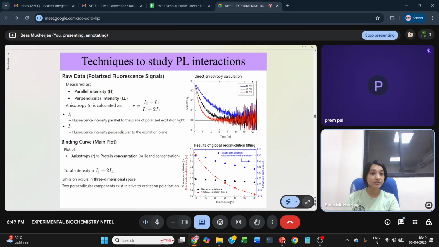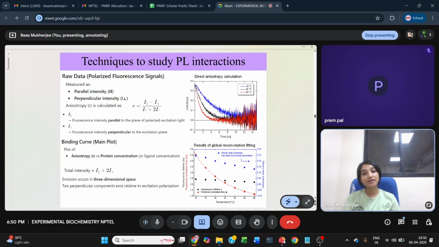Now how do we interpret the plot? The raw data, that is the polarized fluorescent signal, is measured as parallel intensity, I parallel, and perpendicular intensity, I perpendicular. Anisotropy is calculated as I parallel minus I perpendicular, divided by I parallel plus 2 times I perpendicular. I parallel is the fluorescence intensity parallel to the plane polarized excitation light, and I perpendicular is the fluorescence intensity perpendicular to the excitation plane.